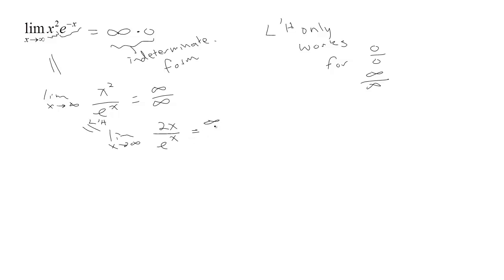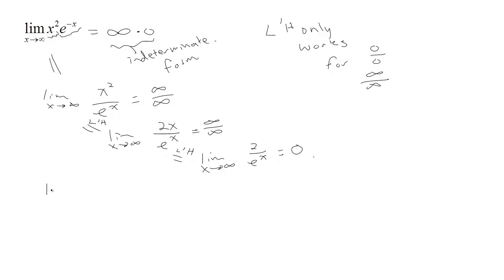Again, that's infinity over infinity. So let's go ahead and apply L'Hopital's and say that's the limit as x tends to infinity of 2 over e to the x. Finally, the top is constant and the bottom is growing, so we have 2 divided by larger and larger numbers. That limit is going to be 0.